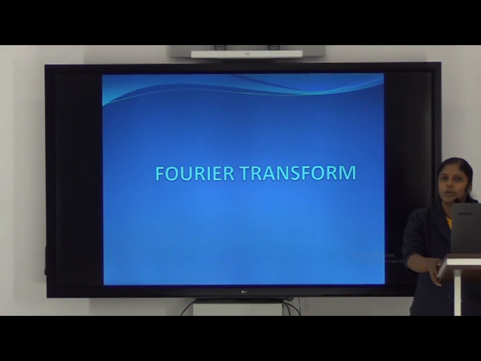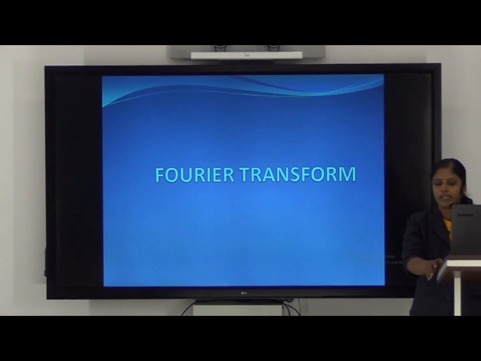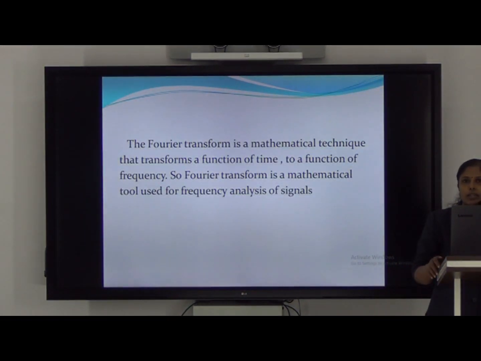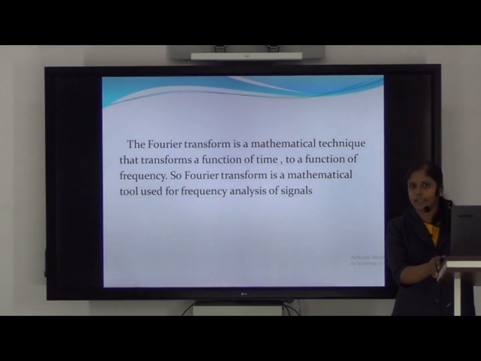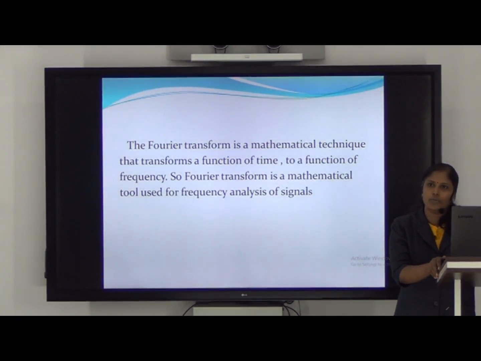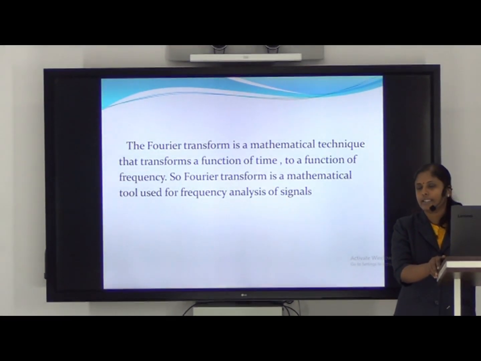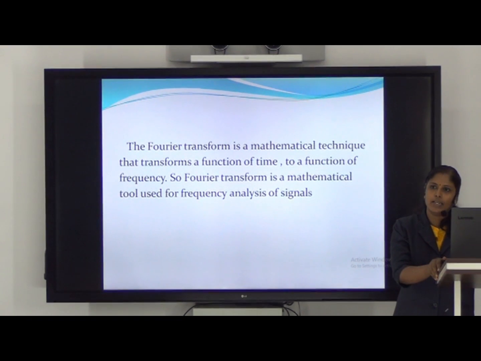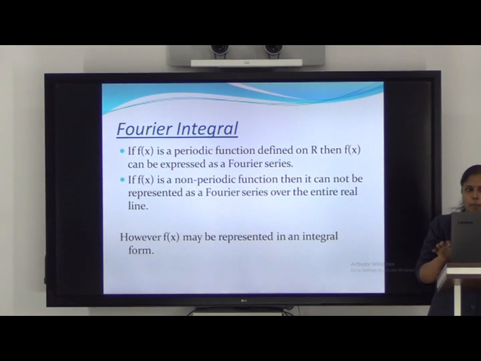Dear learners, we are going to start the module Fourier transform. Fourier transform is an integral transform. It's a mathematical technique that transforms a function of time to a function of frequency. It's a tool which can be used for frequency analysis of signals.